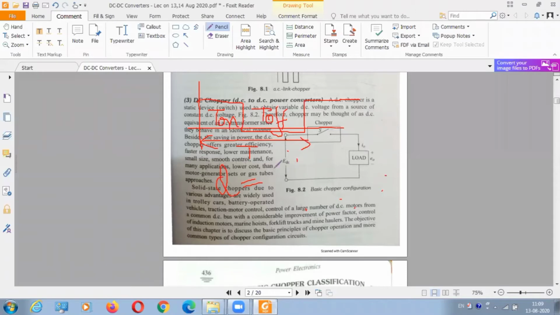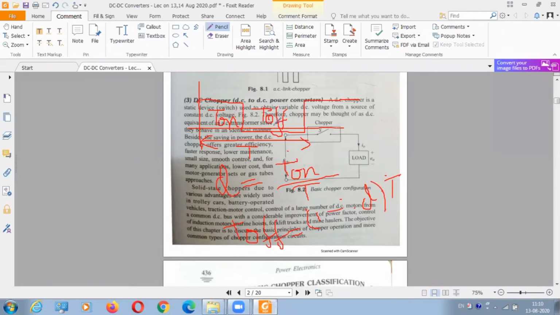Next we'll study the duty cycle. Duty cycle is T on by T, that is, T on by T on plus T off, or T on by T. Everybody should remember this formula because we'll be using it in the future also. The duty cycle D is equal to T on by T. From here you can write T on is equal to D into T, and T off can be written as 1 minus D into T.